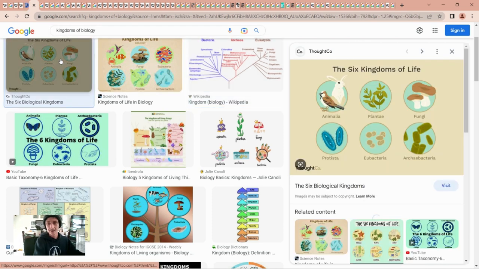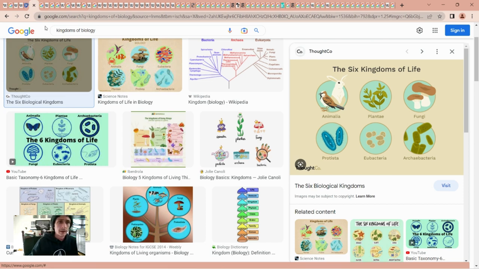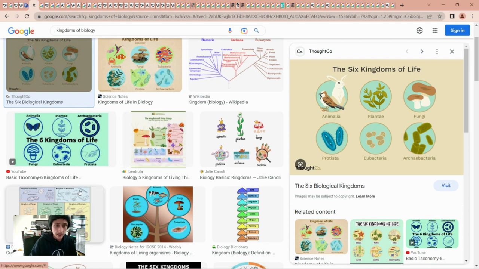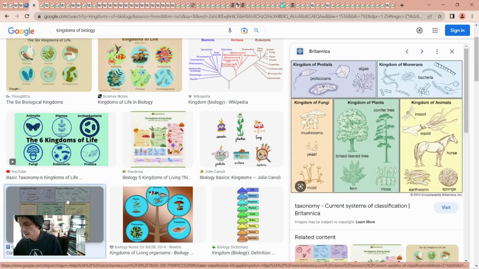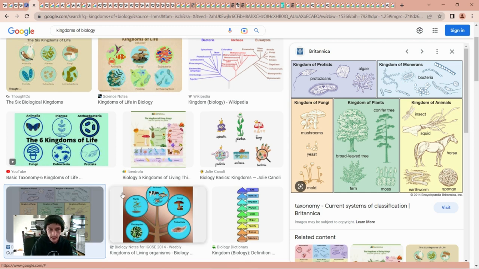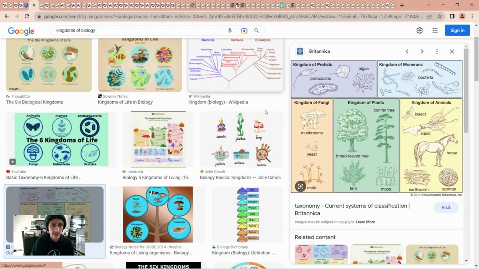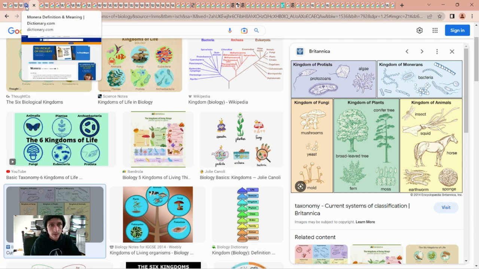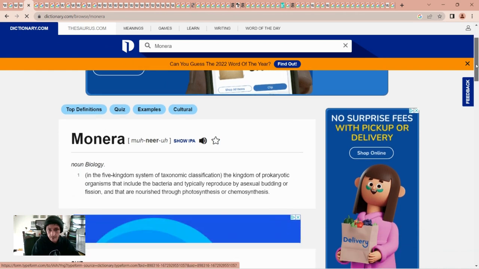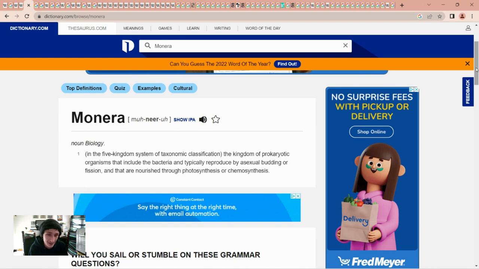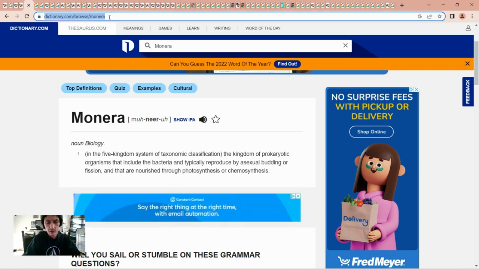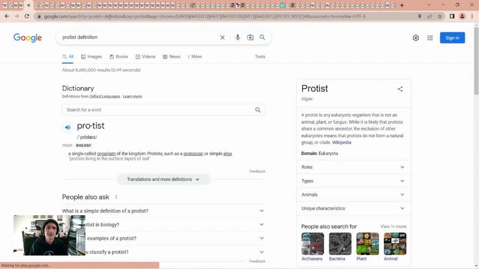If we look at the six kingdoms, we have animals, plants, fungi, protist, bacteria, and archaebacteria. Real quick, we see that the UK, I guess Great Britain, India, Greece, Brazil, actually classify into five systems. So they have Monera, which makes up bacteria and archaebacteria. Monera, the definition for that is the kingdom of prokaryotic organisms that include bacteria and reproduce asexually, budding or fission. So in protist, the single-celled organism of the kingdom Protista, such as protozoa or algae.